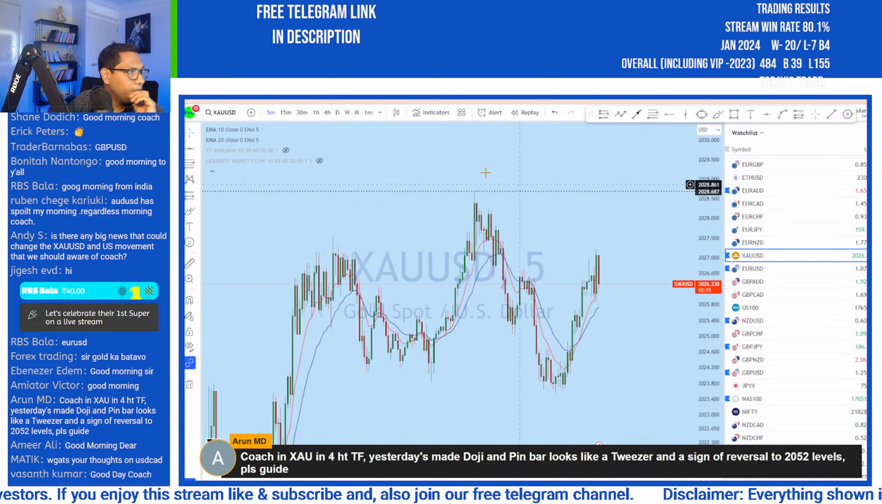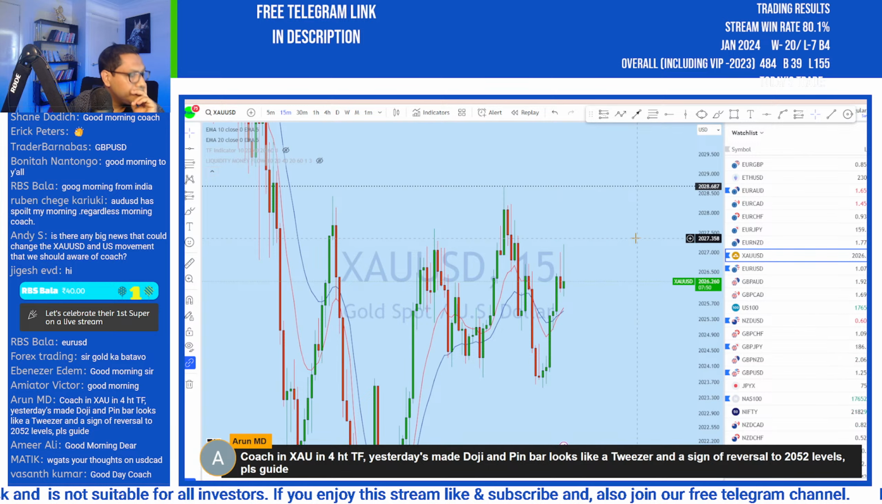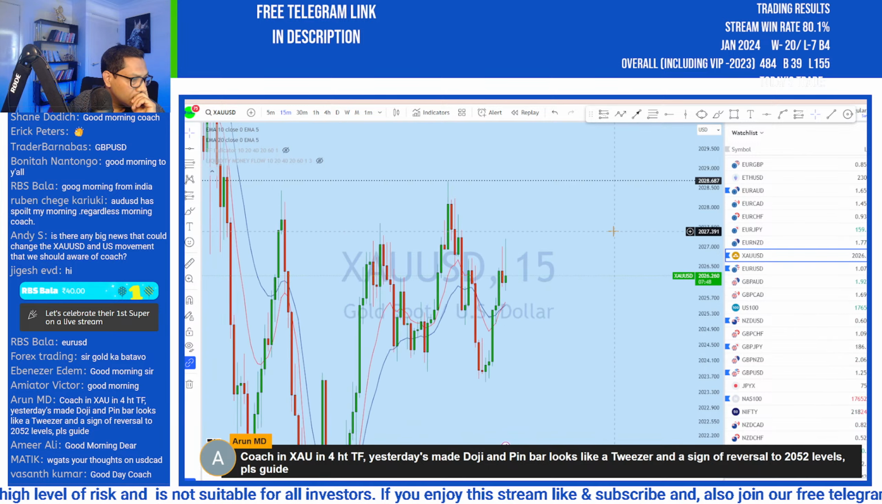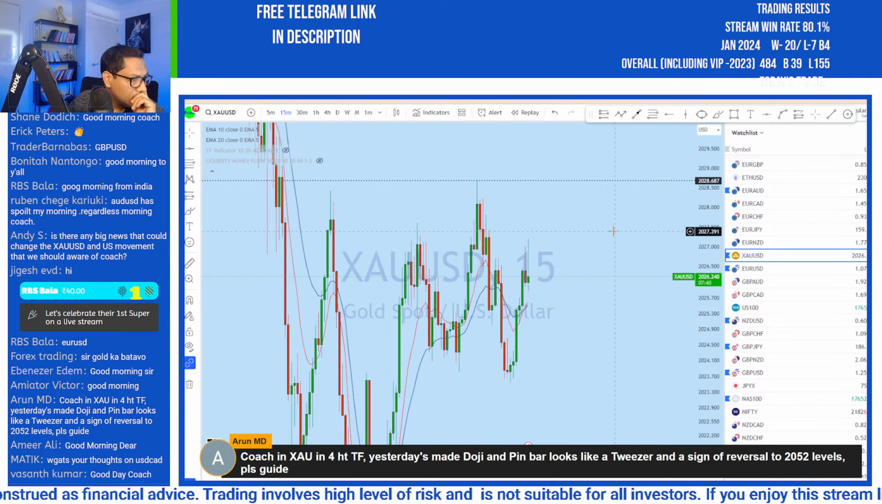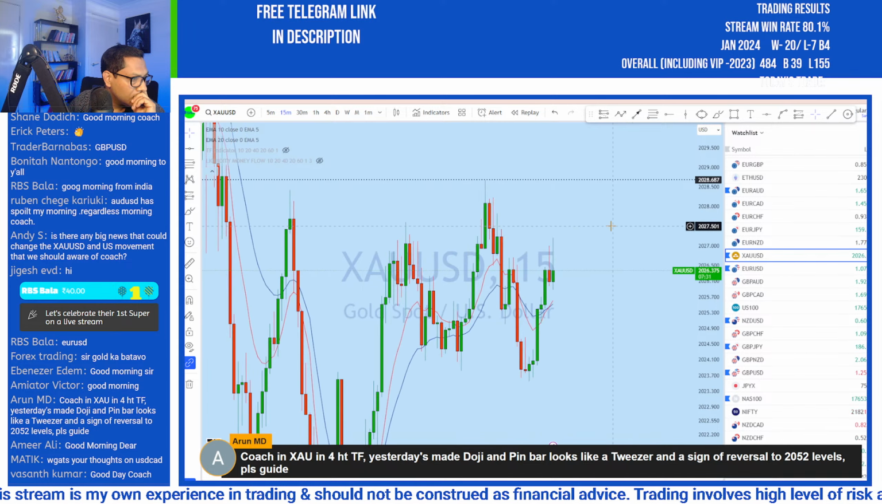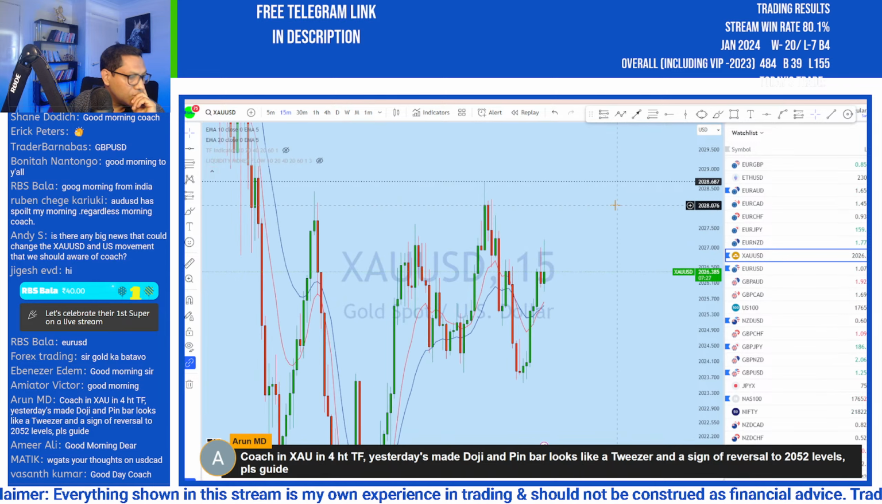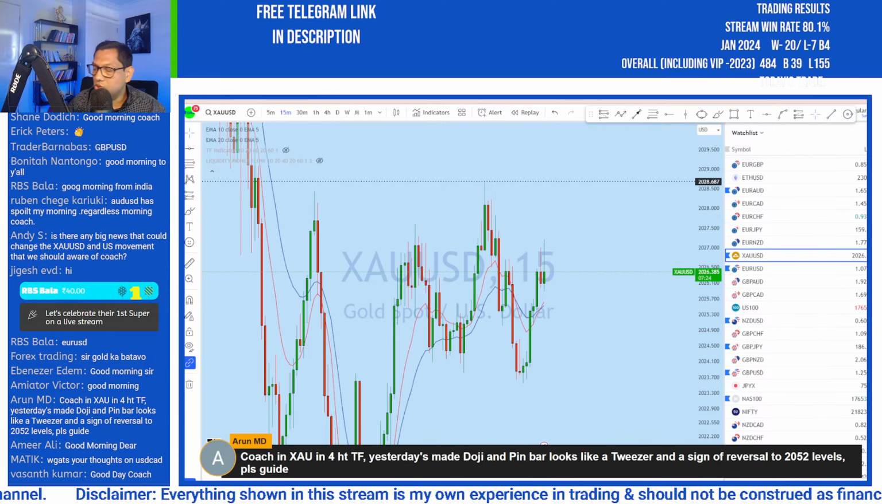Any trade here? This is gold on the lower time frame. So we have drawn the resistance level. Once we see that the market is showing that opportunity, we'll be looking.